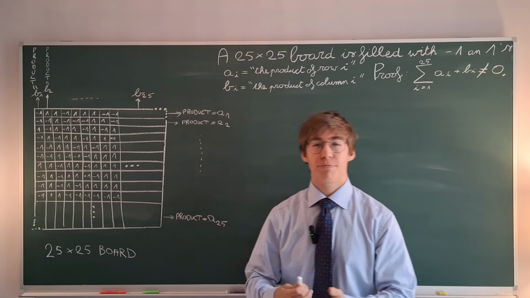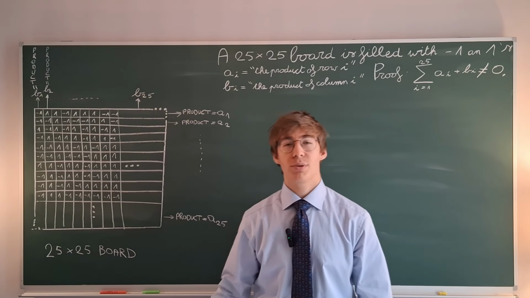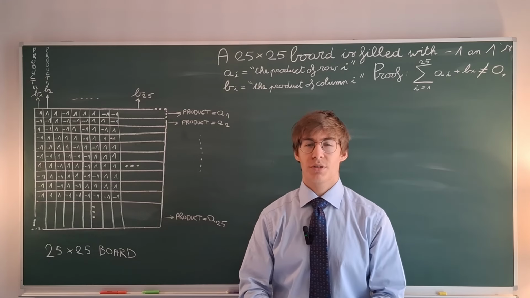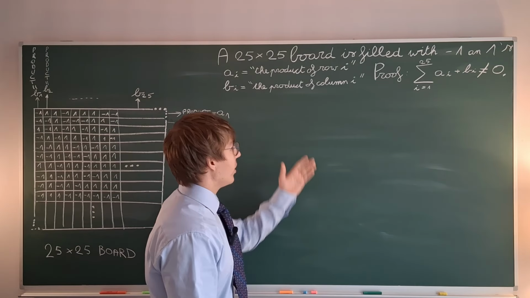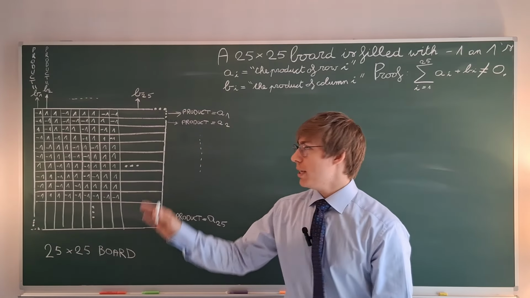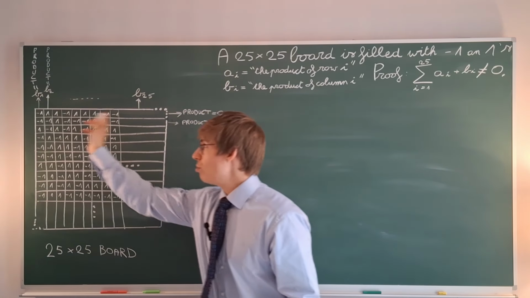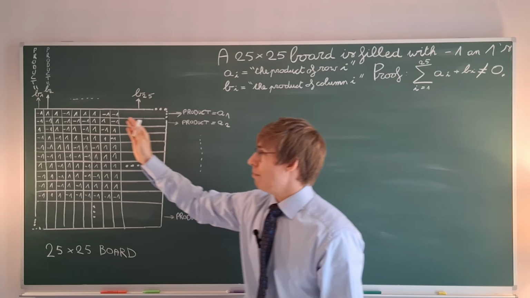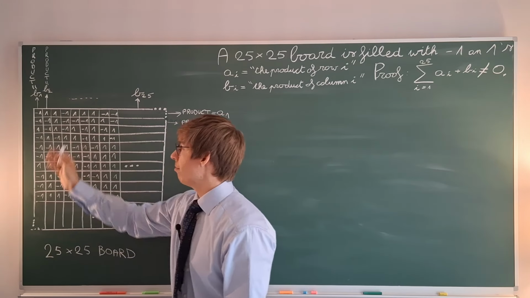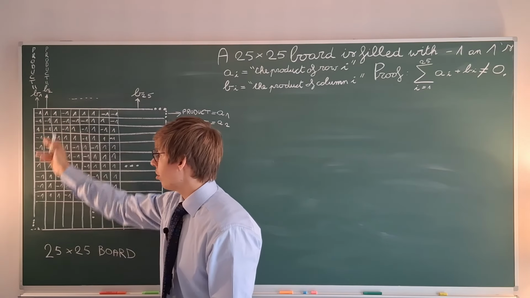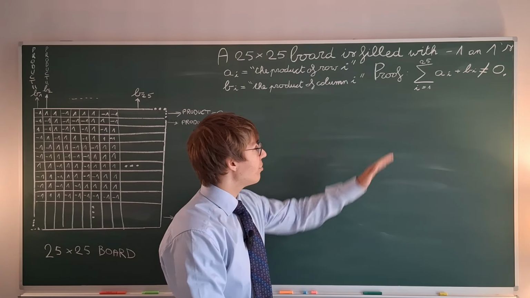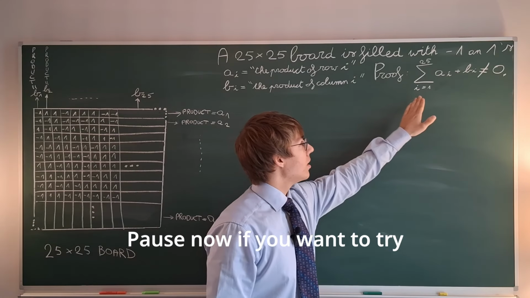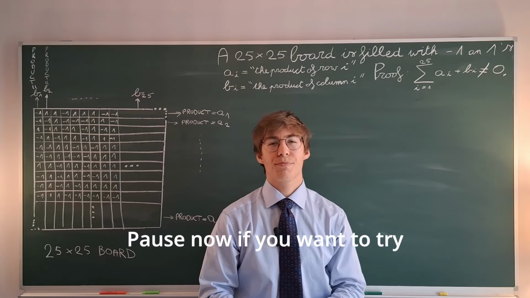For the second problem, we have to prove something about a 25 by 25 board. It is a board that is filled with all ones and minus ones. And we have to prove the following. Let Ai be the product of the rows. So this is the product of row 1, and so on. And Bi be the product of a column. So B1 is the product of column 1. And we have to prove that the sum of all Ais plus Bis is never equal to 0.